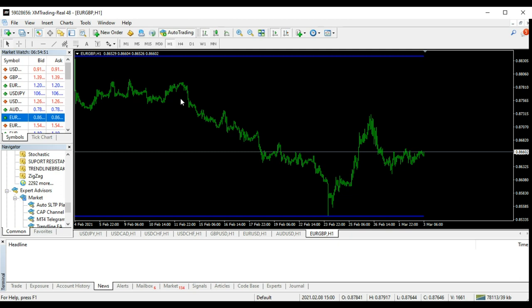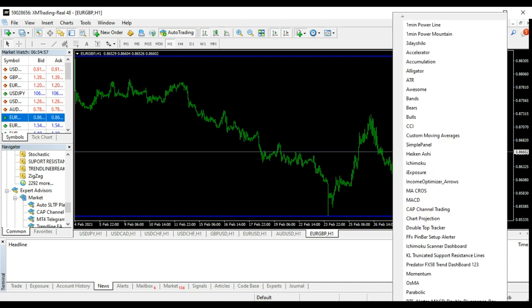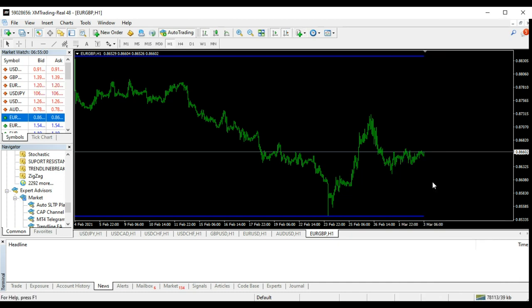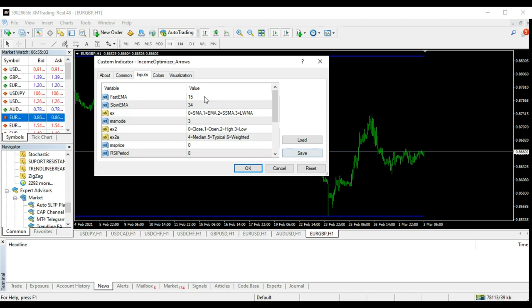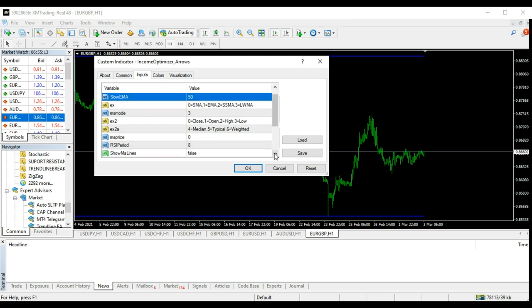let us go get that arrow, the arrow that I call the income arrow. Go to custom, the income arrow that I put. And this arrow also has a lot of settings, you know. I always set mine to be like 10, crossing 50, because it will give me the best signal. And then all the other settings, I leave them alone. And I do things like show MA lines. No. Alert is on, yes.